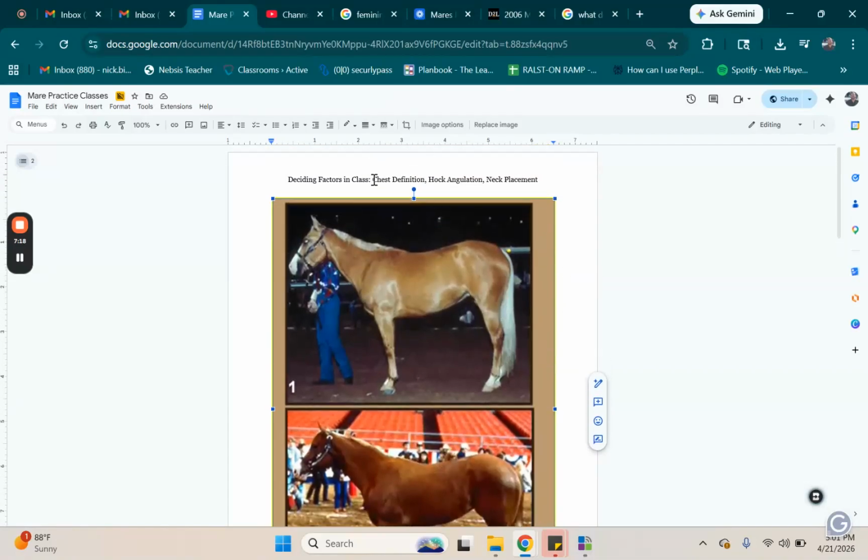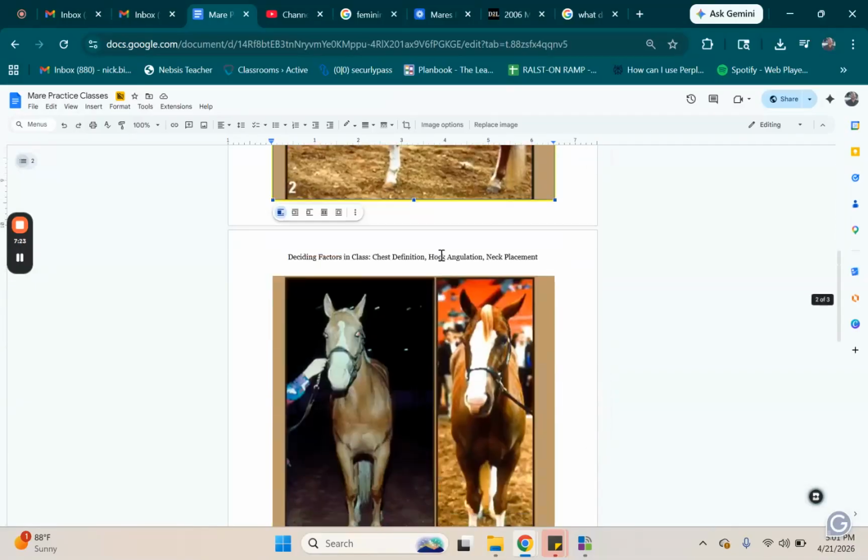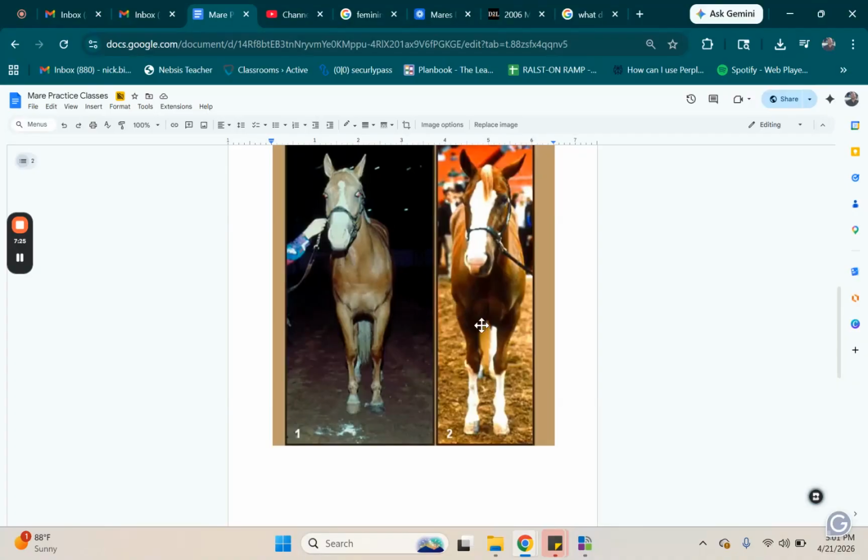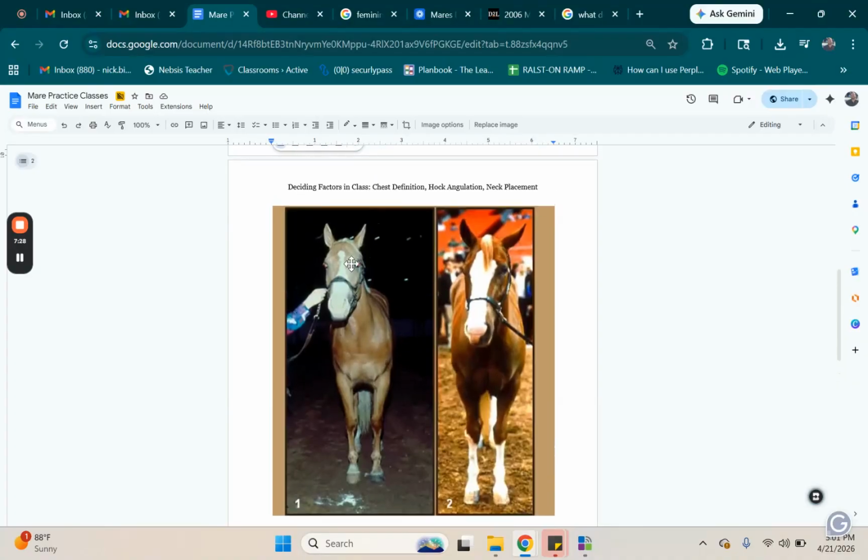Now, we're going to take a look at chest definition. The best place to look at this is going to be from the front view. Here's 1 on my left, 2 on my right. I am looking for their pec muscles up here in the front between their legs. I want to see a really good divot up here and a large width between their shoulders. And a really sharp V right in this section.